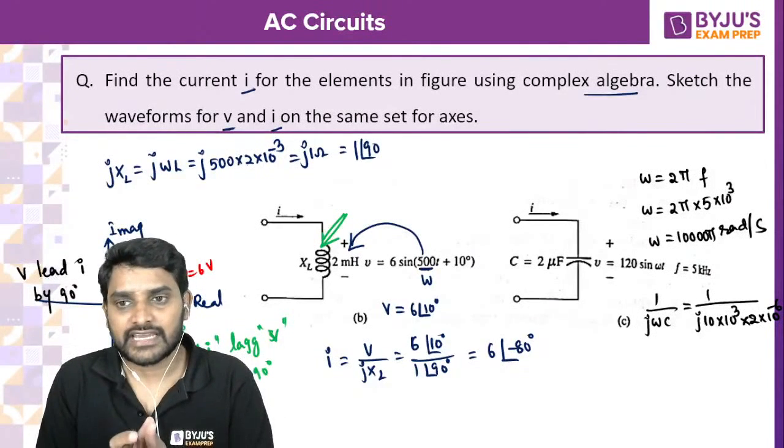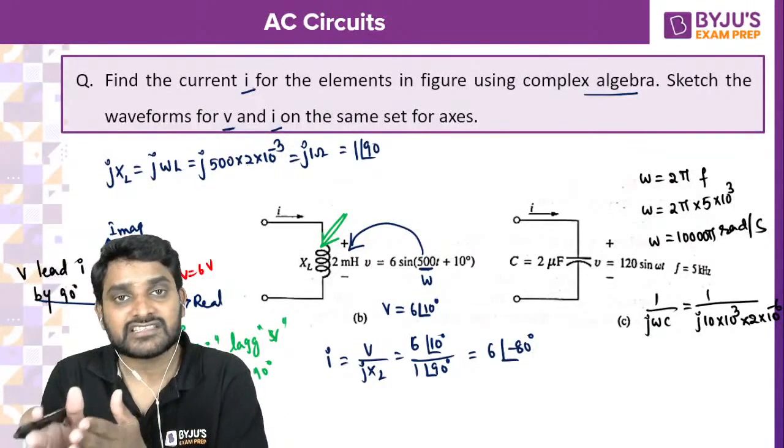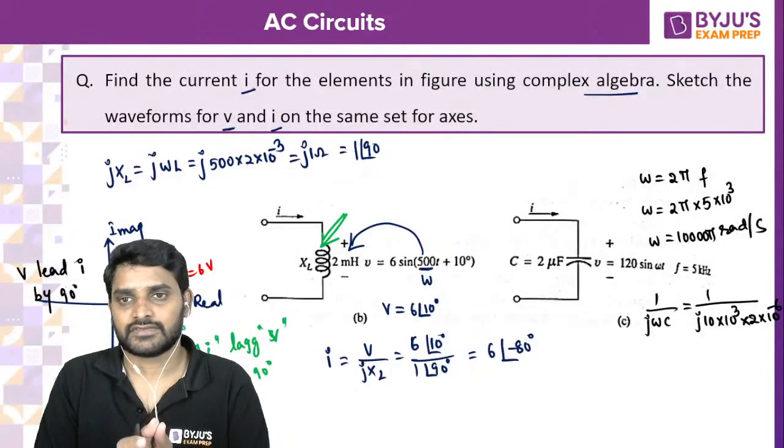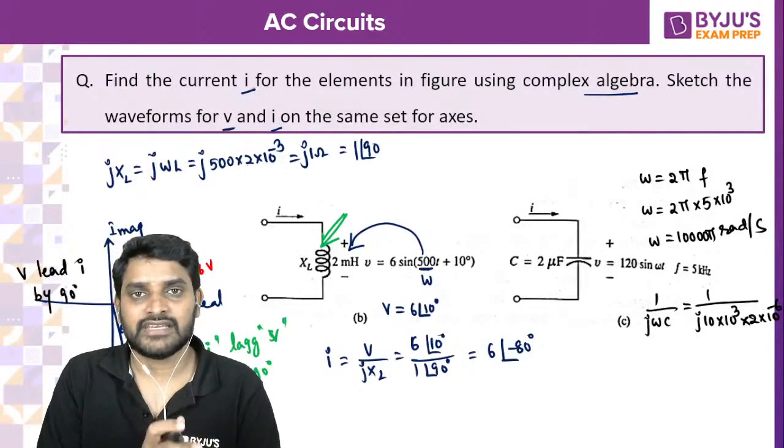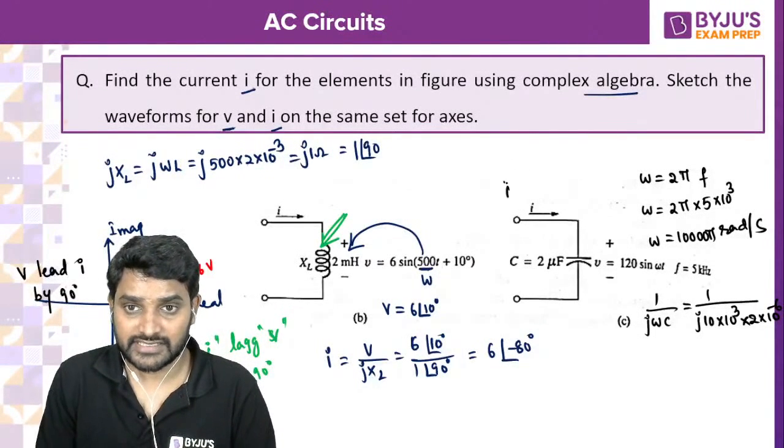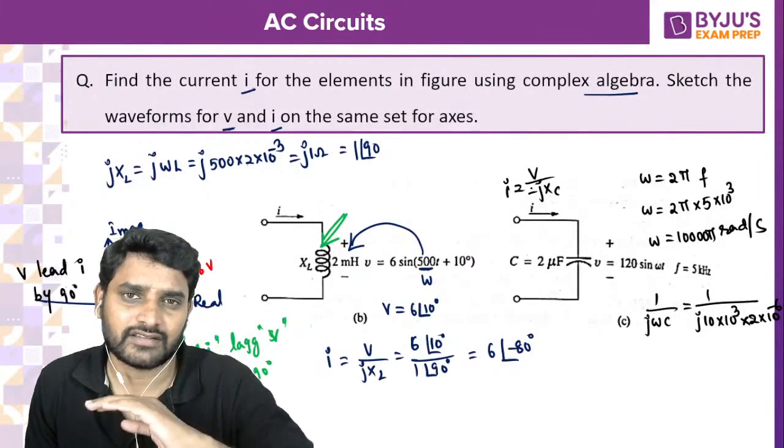The voltage is there. You can take the voltage as 120 at an angle 0. You will get the current. Current is equal to voltage divided by minus jXC. Be careful. If you forget the minus j, it is a gone case.